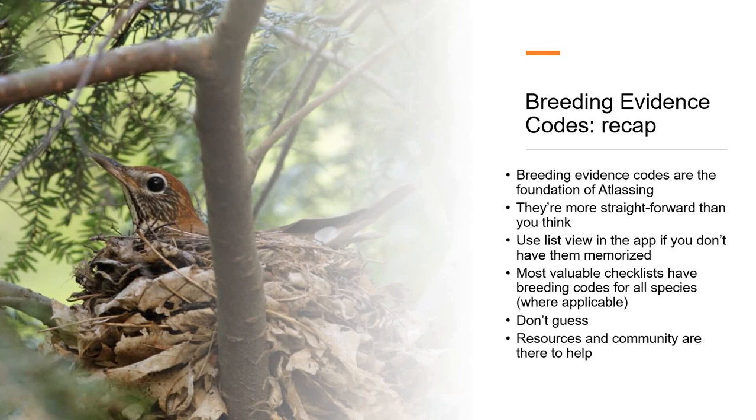Use the list view in the app. If you don't have them memorized, it'll give you the short definition. And the most valuable checklists that we receive are ones where breeding evidence codes are filled out for every species, assuming that one does apply. If it's not a breeding species or it's outside of the breeding season, then don't fill that in. But if you can fill it in for as many species on a checklist as possible, you'll make your data more valuable. Remember not to guess.